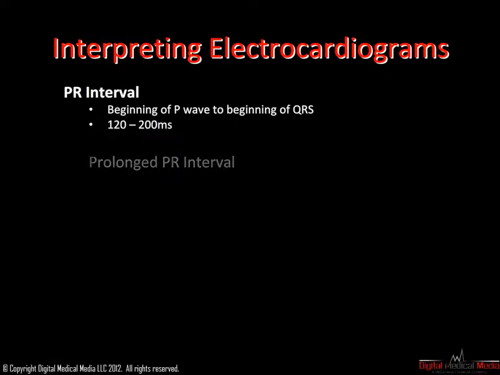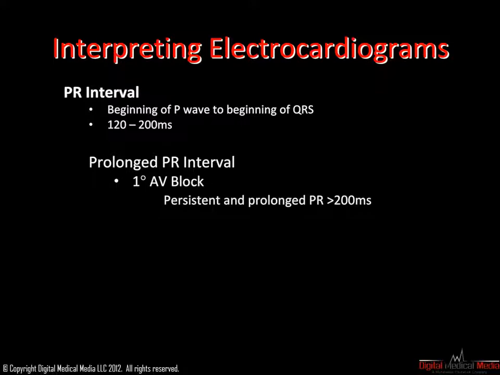The causes of prolongation of the PR interval fall into the category of heart block. First-degree heart block is a persistent and prolonged PR interval greater than 200 milliseconds in length. Second-degree heart block has type 1 and type 2 forms. Type 1 form is also called Mobitz 1 or Wenckebach, and type 2 is also called Mobitz 2.